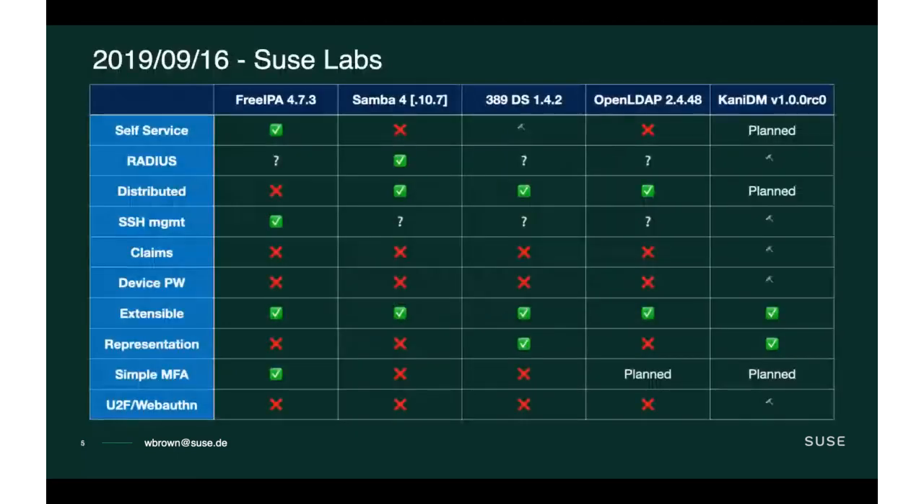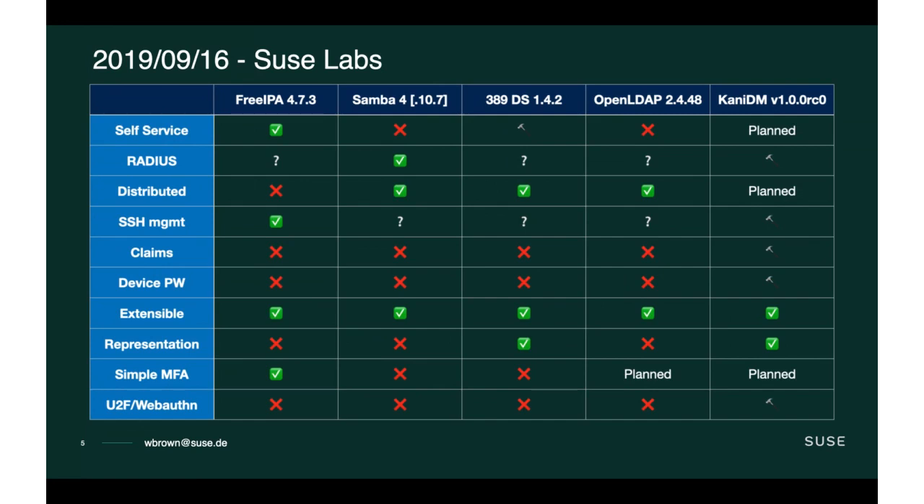So where I left off last year at SUSE Labs was with a chart that looked like this. This is dated 2019, with the relevant versions of the software across the top. As we can see, there are a number of checks, crosses, and question marks for whether it works, and the hammer means it's under production or underway. And there's a number of rows of topics that these projects support, may or may not have, or are working towards.